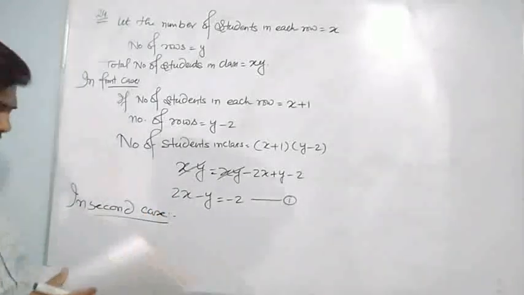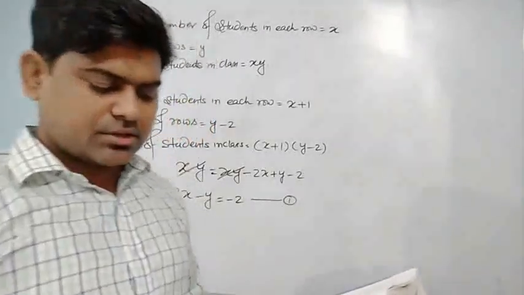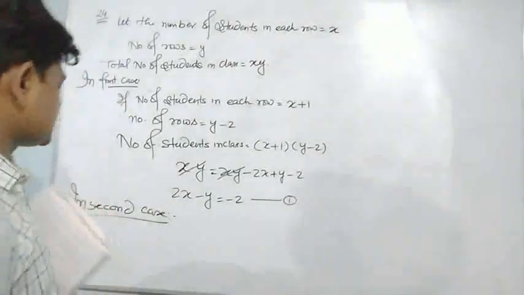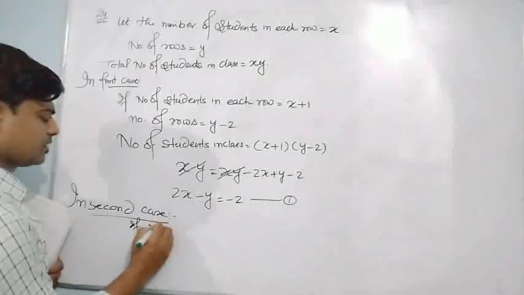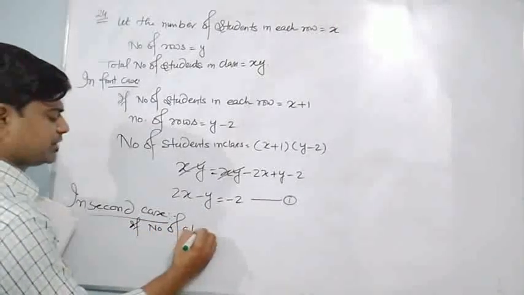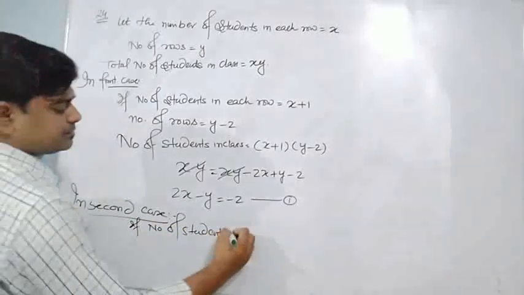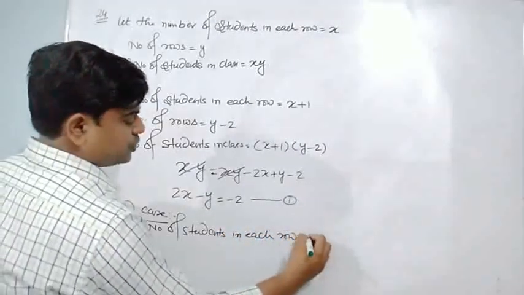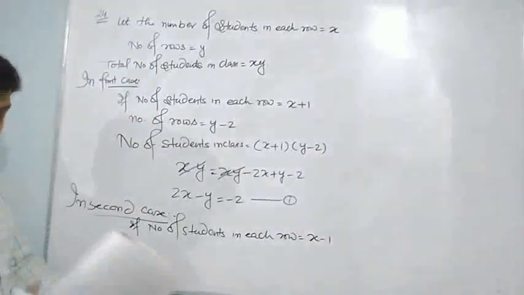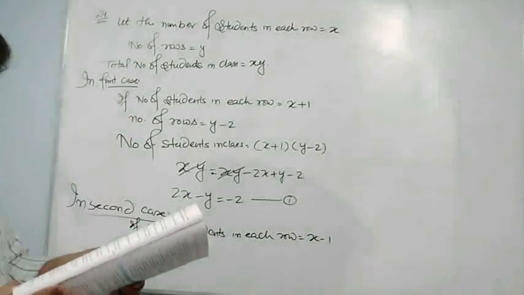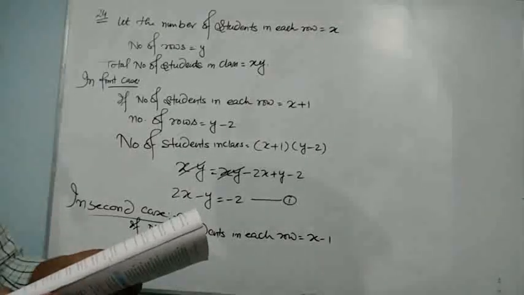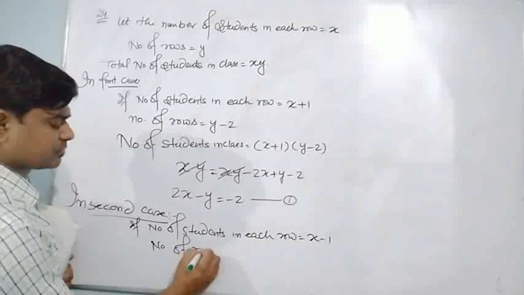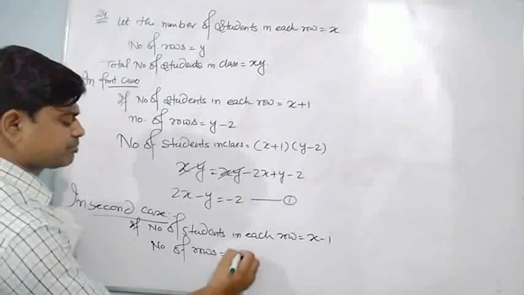In the second case it is written that if the number of students is one less in each row, that means if the number of students in each row is equal to x minus 1, then the number of rows will be 3 more. There could be 3 rows more. So the number of rows will be y plus 3.